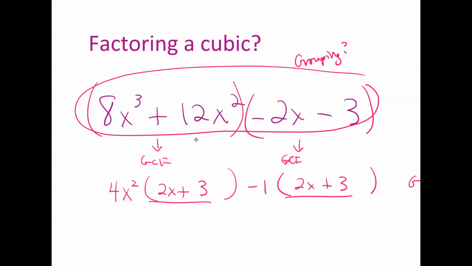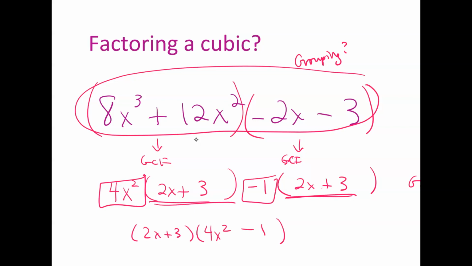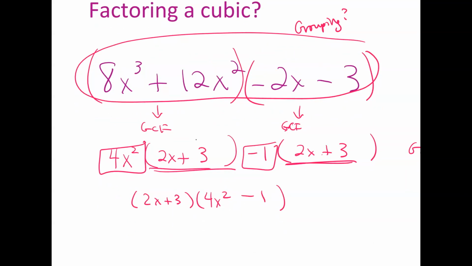Well, now that you've got these to match, you take the factor that matches and you factor that out to the front. So I'm going to take this parenthesis and pull it out front, and then think, what does it leave behind? Well, it leaves behind a 4x squared minus 1. Okay, and then I have factored that.